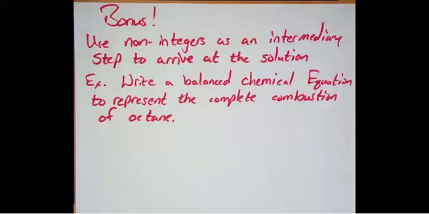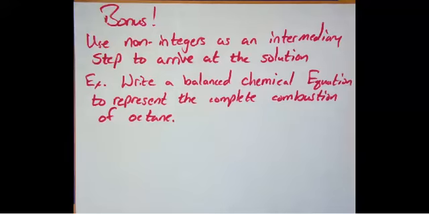Because we cannot have half of a water molecule, for example. I'm not certain where you're going to cut it. You can't cut it. So since we can't have half of a molecule, we must have integers to represent our coefficient. So let me show you how to do that with this sample problem below.